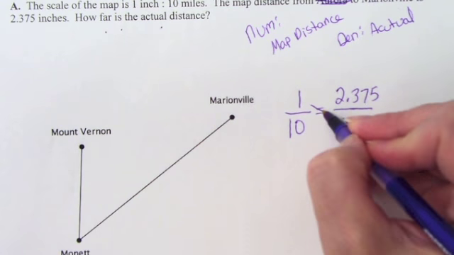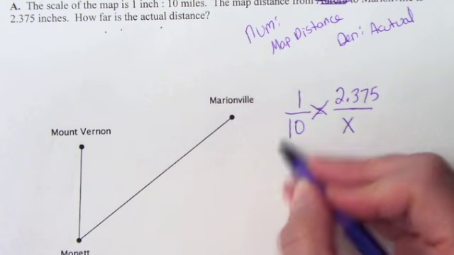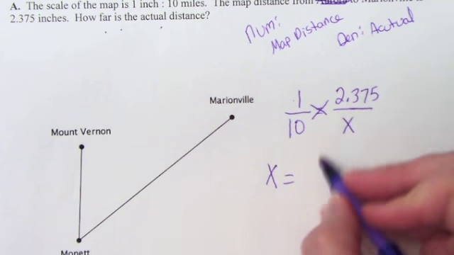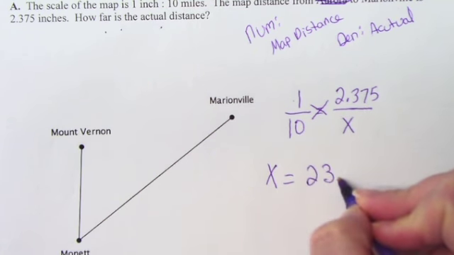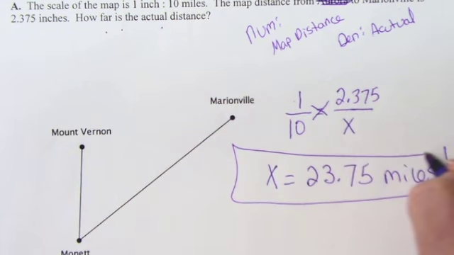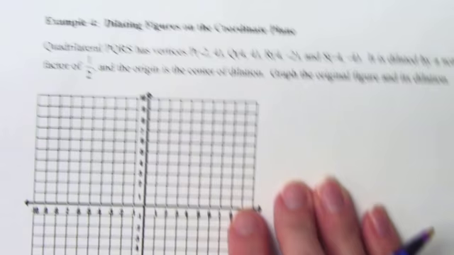So when we cross multiply, we get 1x, which is just x, equals, and then 10 times 2.375 is going to be 23.75 miles. All right, so that's how you can use maps that use scales if you have a scale. This can also be done if you have a scale model of something built. These proportions will work for that too. All right, let's go ahead and look at example 4.